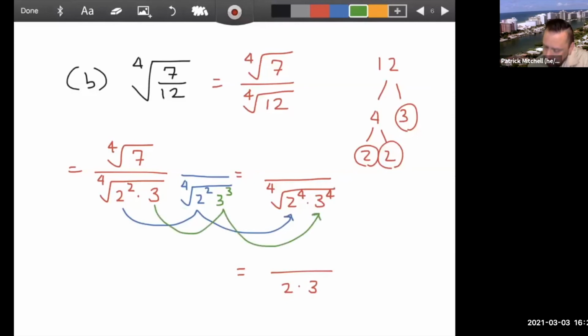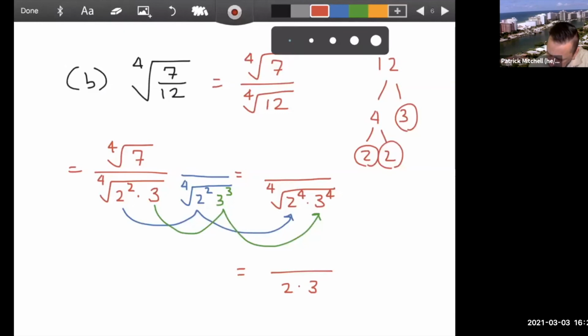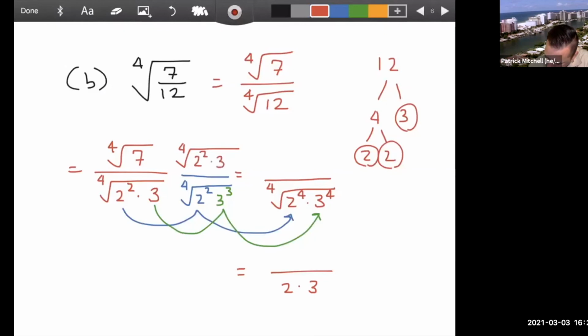3 times 3 cubed is 3 to the 4th. All right, so if that's what I'm going to do to the denominator, then that's what I need to do to the numerator. 4th root of 2 squared times 3 cubed. So that's going to give me a great big 4th root upstairs. It's going to be 2 squared times 3 cubed times 7.